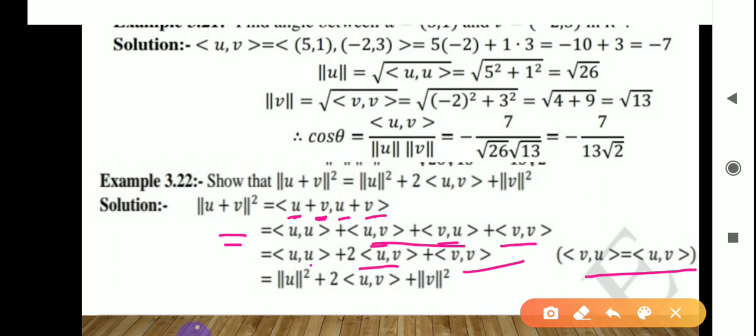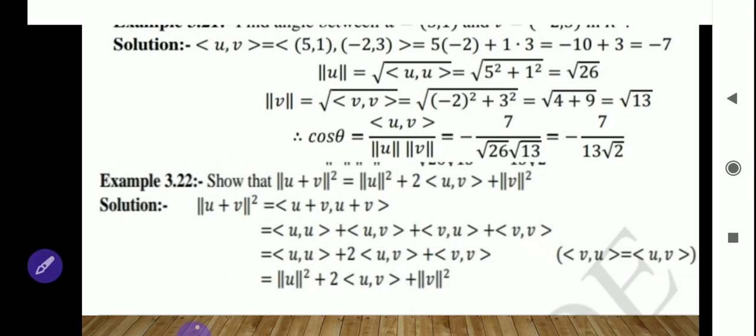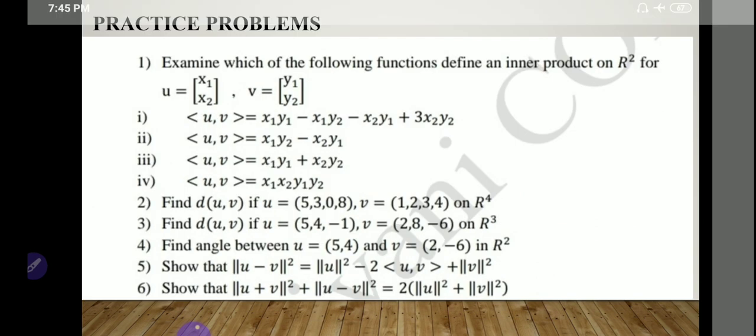And what is this inner product of u comma u? That is norm u square, and the inner product of v comma v is norm v square, and the 2 times inner product of u and v as it is. So this shows that norm of u plus v square is equal to norm u square plus 2 times the inner product of u and v plus norm v square. Okay, so these are some problems on inner product, norm, angle between two vectors, distance between two vectors.